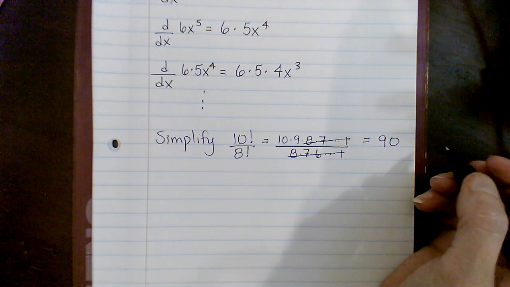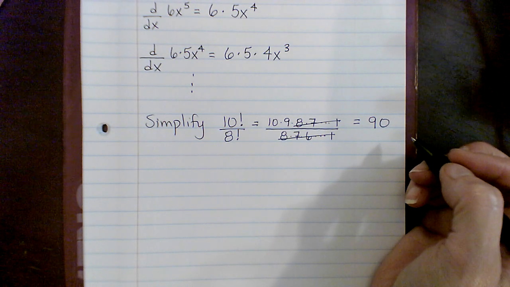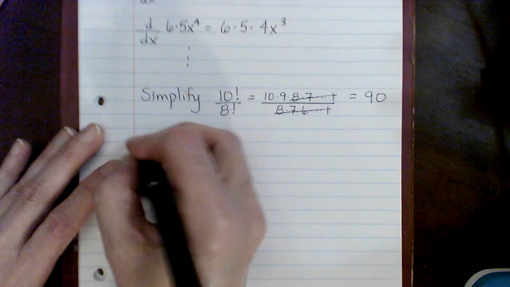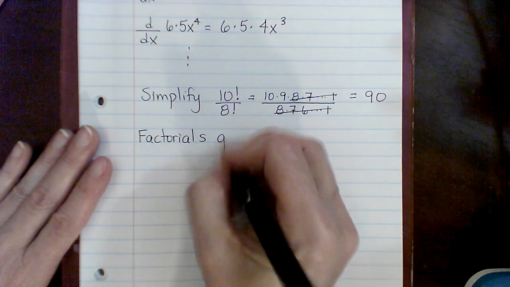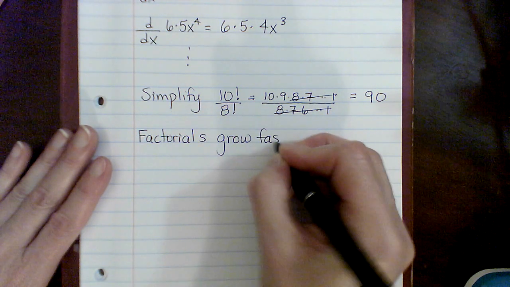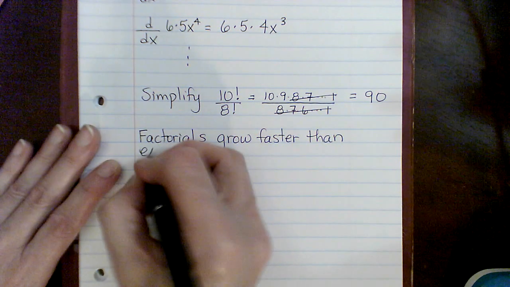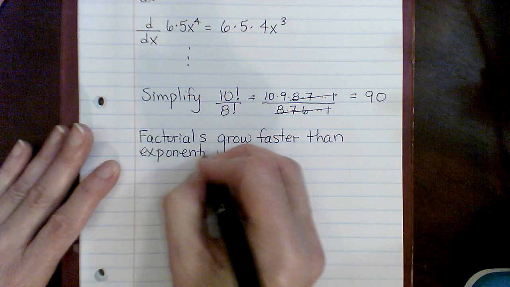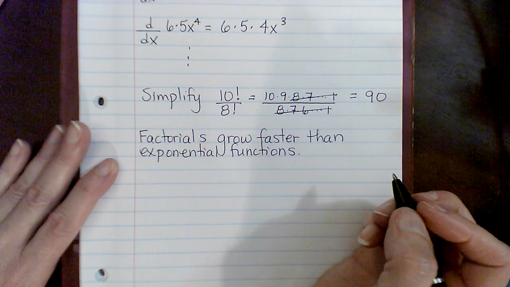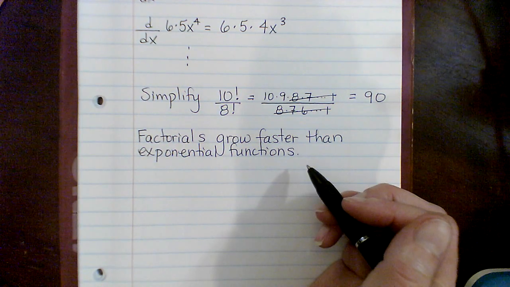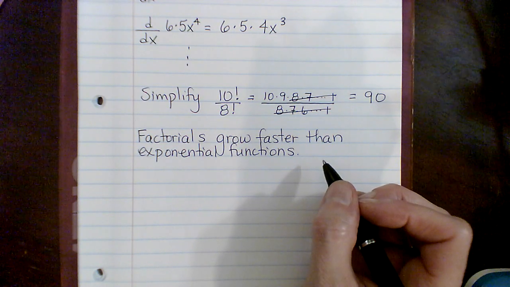All right, so factorials are going to show up in terms of convergence or divergence. Factorials grow faster than exponential functions. Right? So we know that exponential functions grow faster than algebraic functions. But factorials grow even faster than exponential functions.